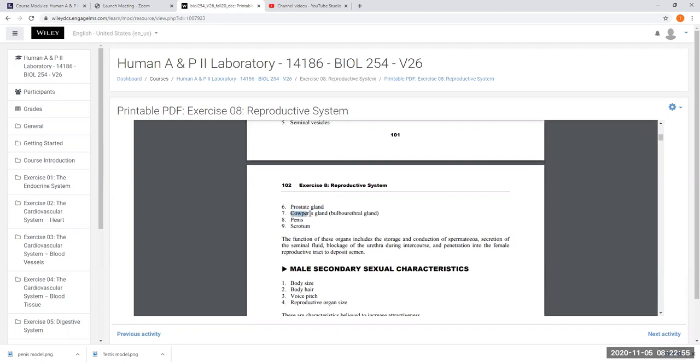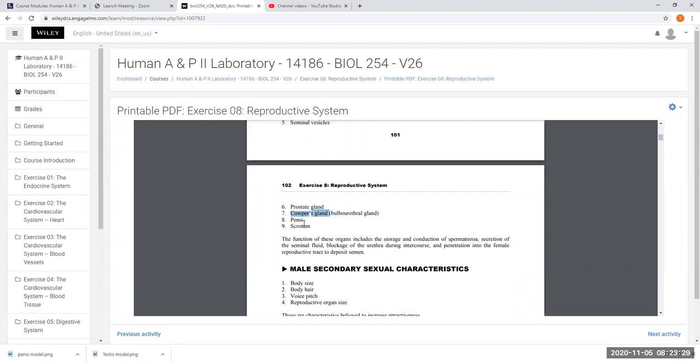And then the last glands that we have in the male system are called the Cowper's glands. The other name for them is bulbourethral glands. On the practical, you can write either name when you go to identify them. I know both names, it's fine. The Cowper's glands are paired. They lie just beneath the prostate on either side of the urethra. They produce a fluid that lubricates the urethra and raises the pH. And I'll talk about that.